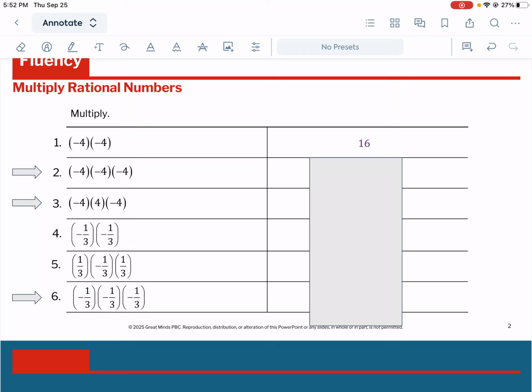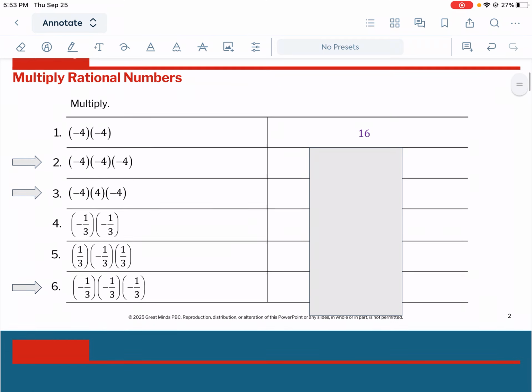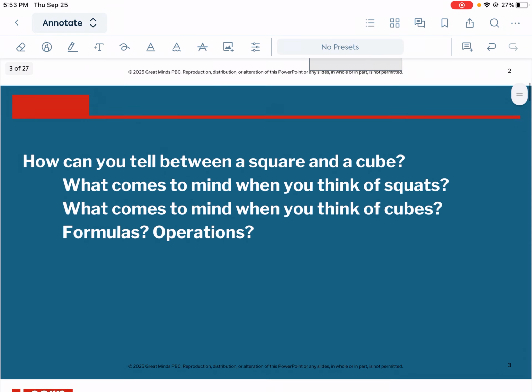Number 1 gives -4 times -4. A negative times a negative is a positive. A negative times a positive, whether it's the negative first or the positive first, will give you a negative, and then a positive times a positive obviously will always be a positive. In this case, we have 2 negatives multiplied. That'll give us positive 16. If you need to, take time to complete 2 through 6. If you're done, then we're moving on.